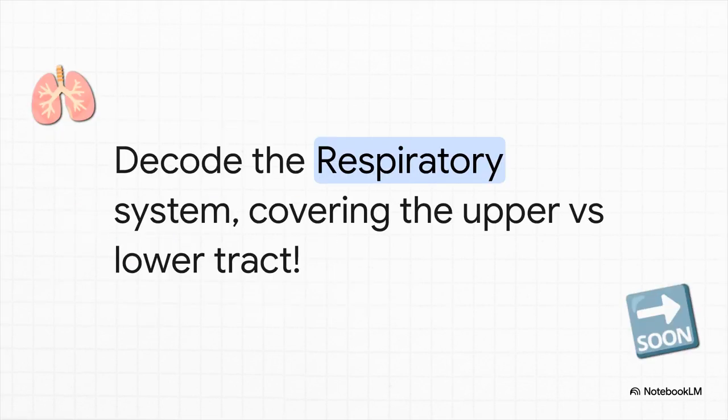So, since the right side of the heart pumps directly to the lungs, we're going to follow that exact anatomical path in part 9 of this series, where we decode the respiratory system. But I want to leave you with this question to ponder. If a patient has severe left-sided heart failure, where do you think all that backed-up fluid is going to eventually end up? Think about the lungs, and I will see you in the next explainer.